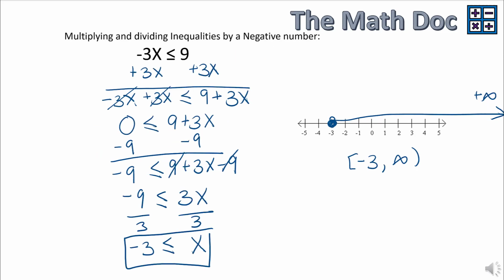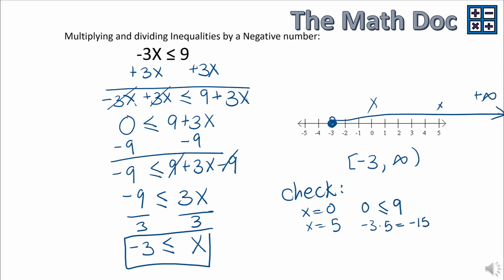Let's just test this result. Let's check it. So let's look at a number that's within this interval, say 0. So for x equals 0, we have negative 3x is just 0, and this indeed is less or equal to 9. What about a number here, 5? For x equals 5, we have negative 3 times 5, which is negative 15, is indeed less or equal to 9. So that's correct.